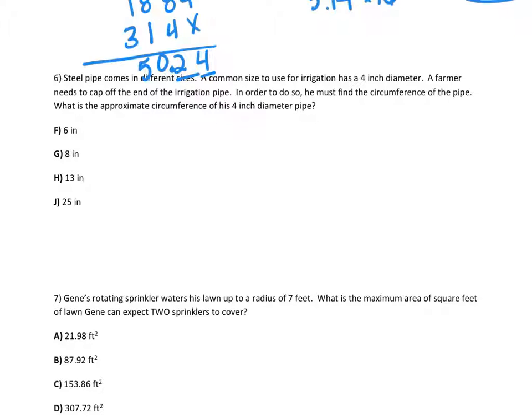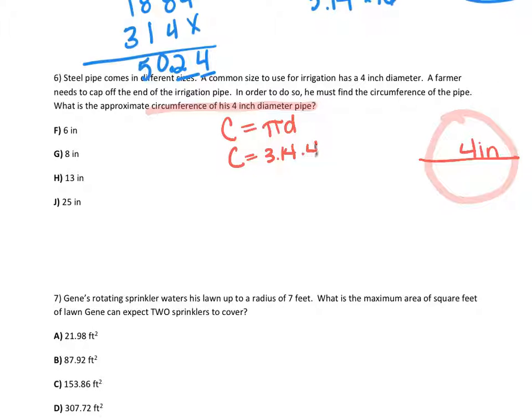Okay, so information. We are doing circumference of a 4-inch diameter. So if I draw my circle and I label it out, this is 4 inches. My formula is pi d, right? So C equals 3.14 times 4. Okay, 3.14 times 4. And we got 12.56. It says approximate again, so we would round that to what? 13.